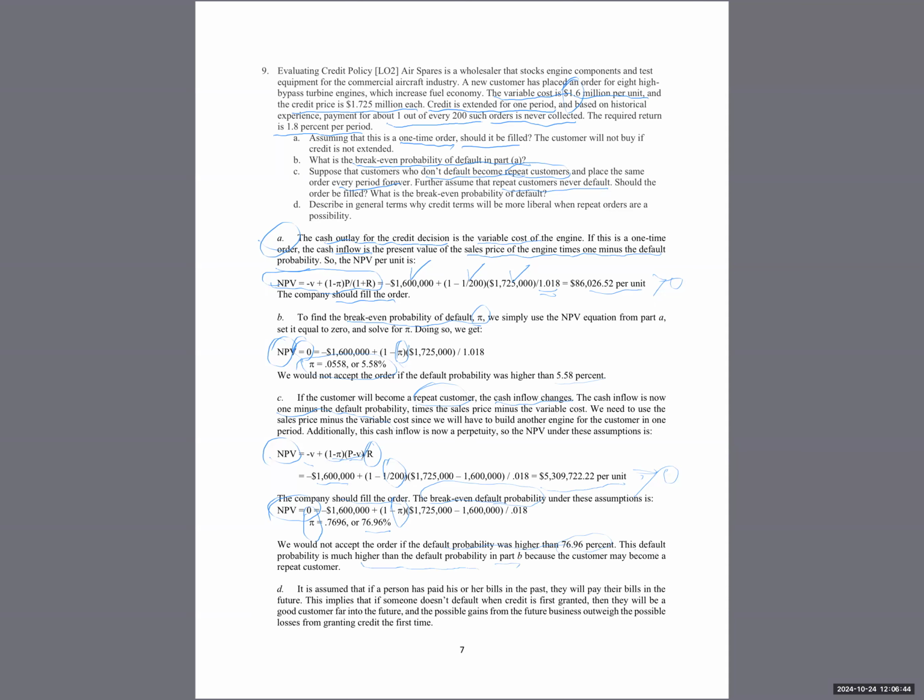All right, so question D. Describe in general terms why credit terms will be more liberal when repeat orders are a possibility. It is assumed that if a person has paid their bill in the past, they will pay the bill in the future. So this implies that if someone doesn't default when credit is first granted, then they will be a good customer far into the future, and the possible gain from the future business outweighs the possible loss from granting credit the first time.